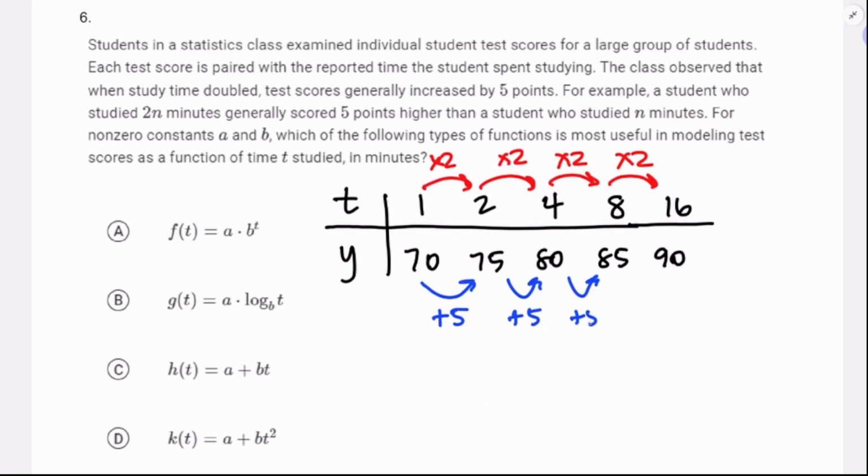If you go back to the notes, one of the primary things we saw about log functions is that equally spaced outputs correspond to multiplicatively spaced inputs. Okay, so that's all this to just say, I'm looking at a log function because of that, and it's going to be answer choice B.